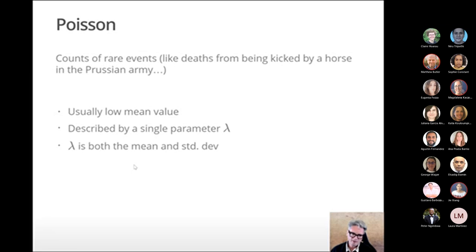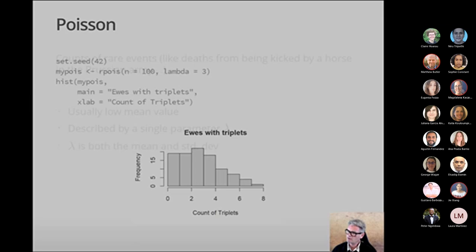The lambda is the traditional symbol for the Poisson parameter, and it represents both the mean and the standard deviation. In other words, if a variable adheres to the Poisson, its standard deviation is equal to its mean, or pretty close. For a sample, we would allow for a little sampling error.